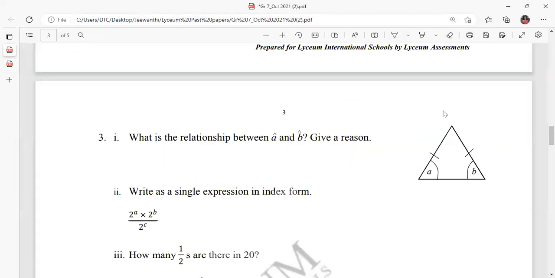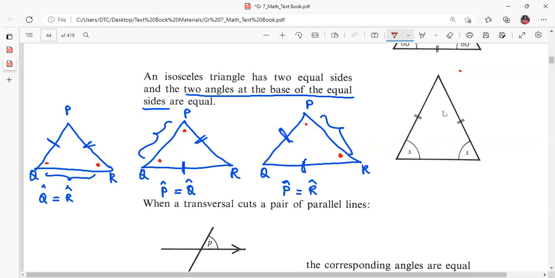With that knowledge, the relationship between A and B is A is equal to B. So what is the reason? You can write isosceles triangle, right? So here they have explained correctly, the isosceles triangle.